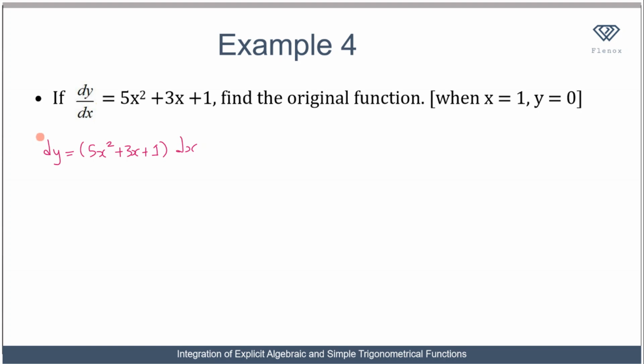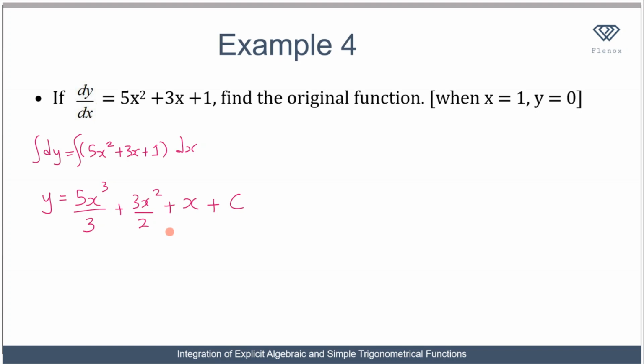Now I can integrate both sides. And when I integrate both sides, the integral of dy will just give me y is equal to, then I can integrate this function. To integrate the first one, I have what? The first term I have 5x, raised to power 2 plus 1, which gives me 3, over 2 plus 1, which gives me 3. Then plus, this becomes 3x, raised to power of 1. So 1 plus 1 gives me 2, then over 2. Then the integral of 1 just gives me 1x, which is just x. Then plus my constant of integration. So this is the original function.